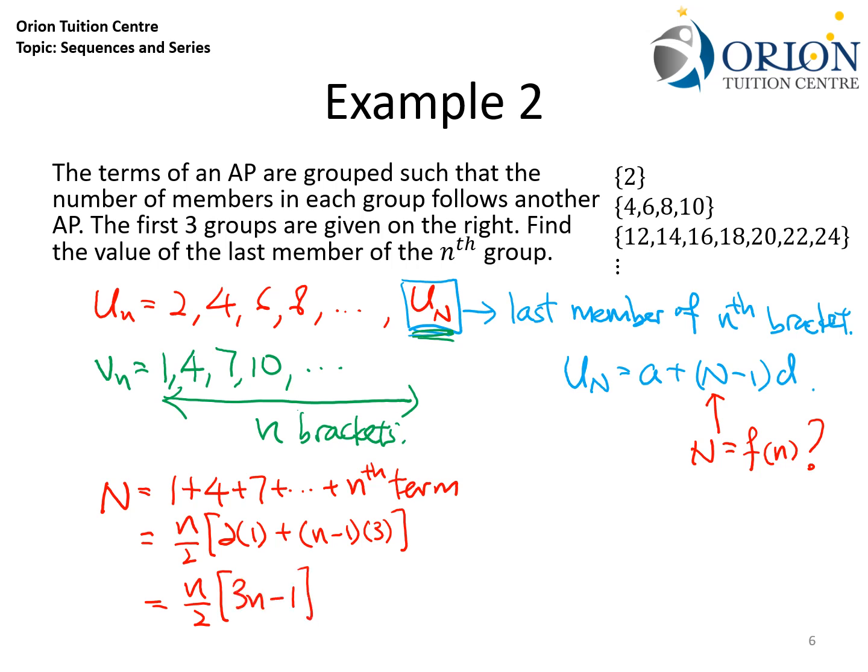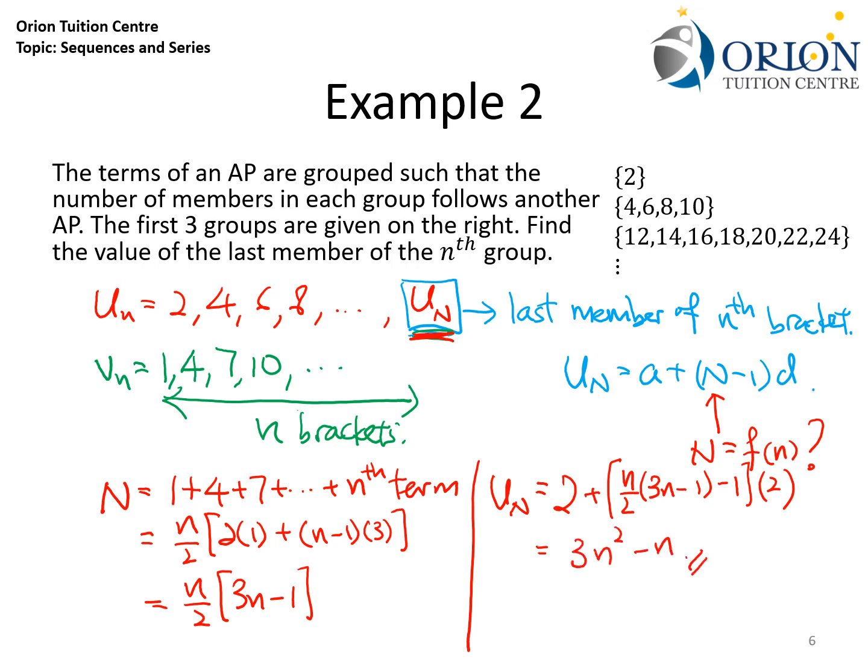And once we have this value of capital N, it is going to be the position of the term that we are interested in. Therefore, the term that we are interested in will be Un equals a plus n minus 1 d, where a is 2 plus n. I'm going to use the capital N now. N over 2, 3n minus 1 times d, which is 2. And I will end up with 3n squared minus n.